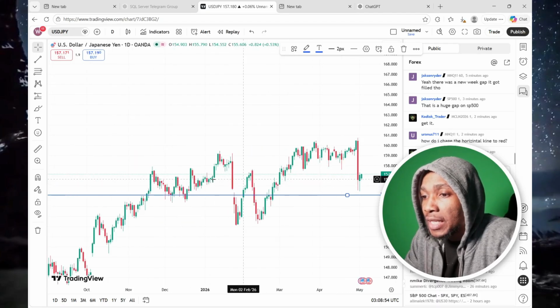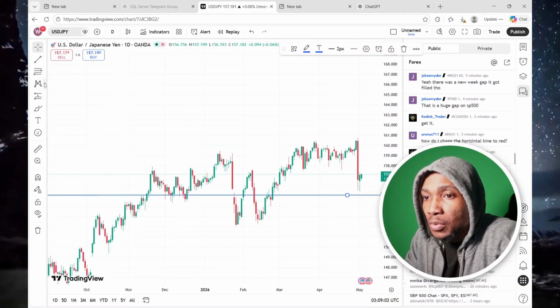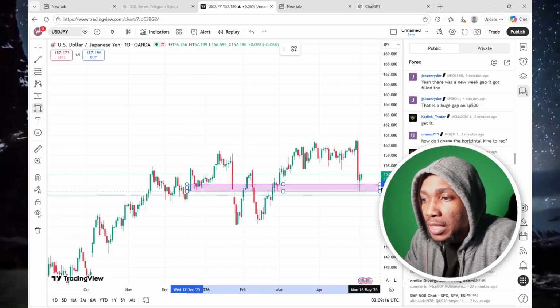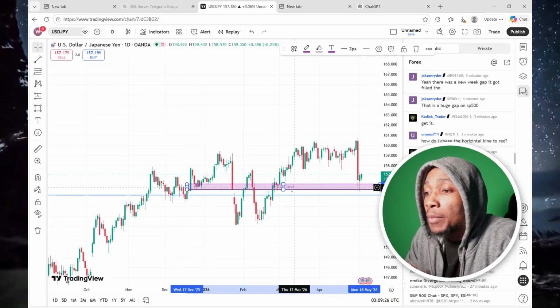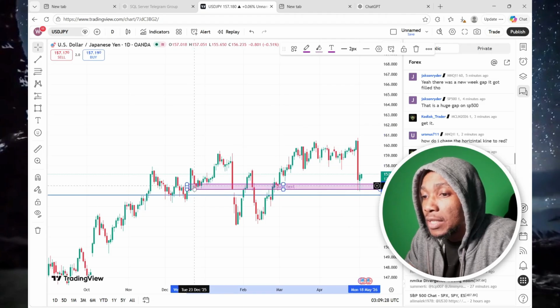And we can see it's in a support area, because if we look to the left, we can see that it's in a zone area. Now let's take this. So we're going to be using this section as the zone. Now, why am I using this section? Because here is the last area that price turned up from. And if you look, price broke up, came down, retested, and went up.